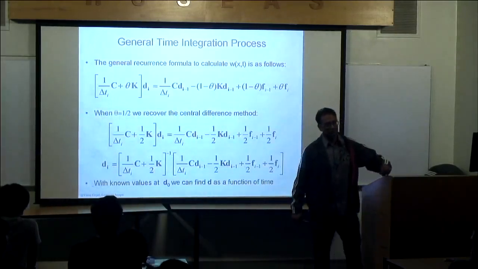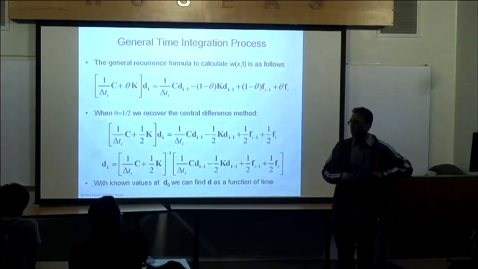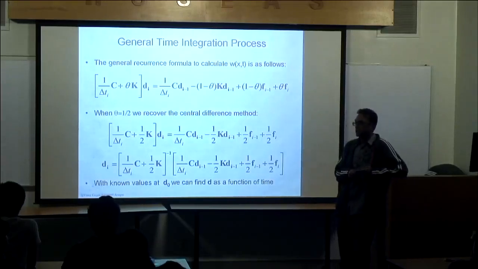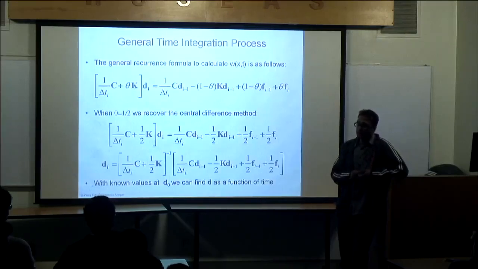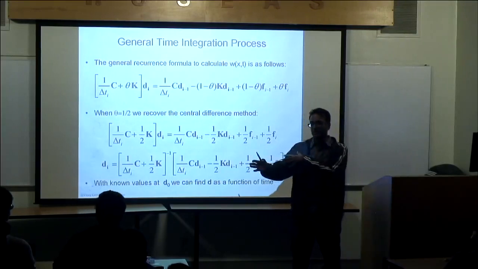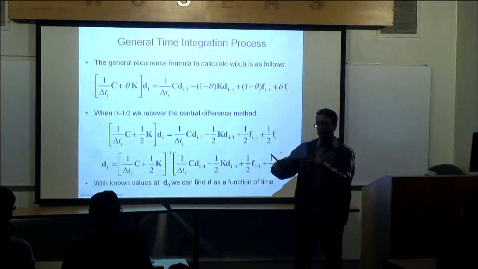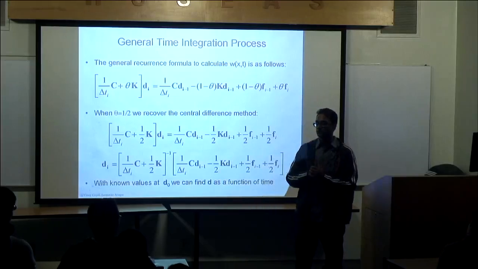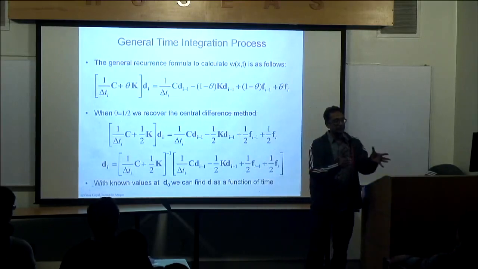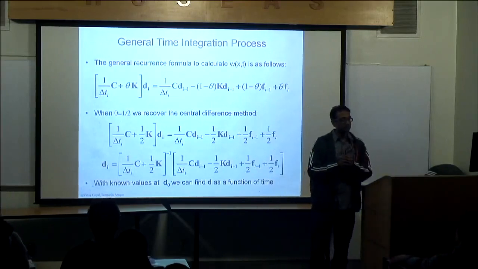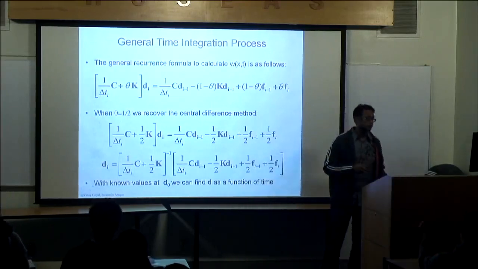I know it looks complicated, but it's not. If you plug in theta equals 1, you recover backward difference. If I put theta equals 0, I recover forward difference. And if I plug in theta equals 1/2, I recover central difference. Any questions on that? I can choose a theta that's not any of those, I can choose theta equals 1/4. That's why it's called a theta method. You choose the value of theta, in essence.